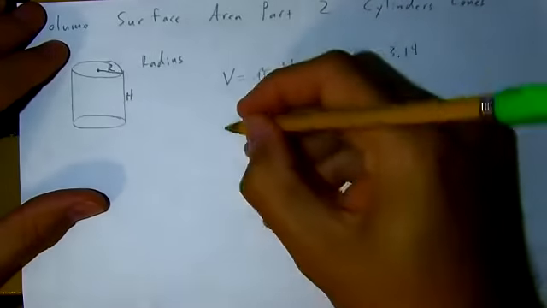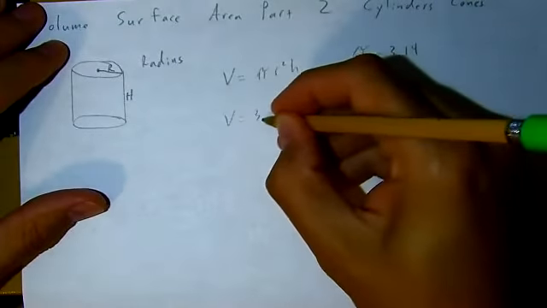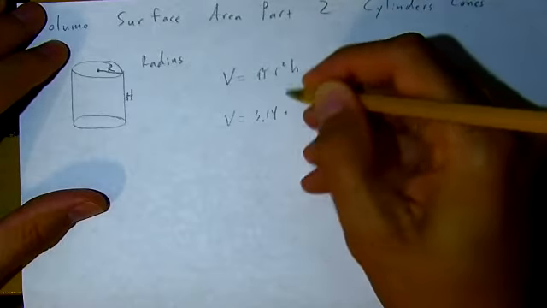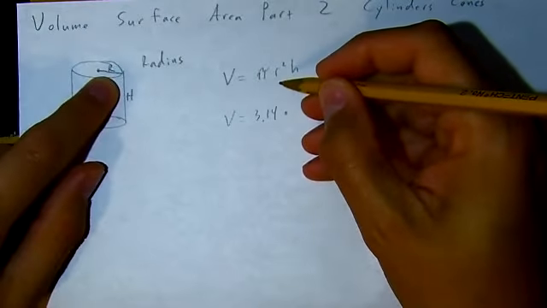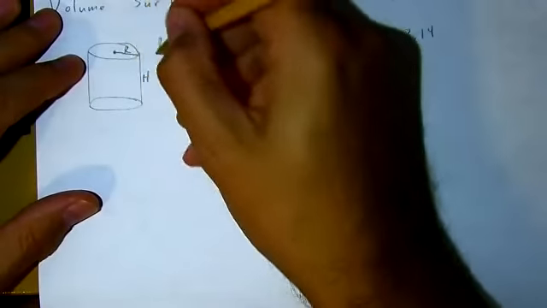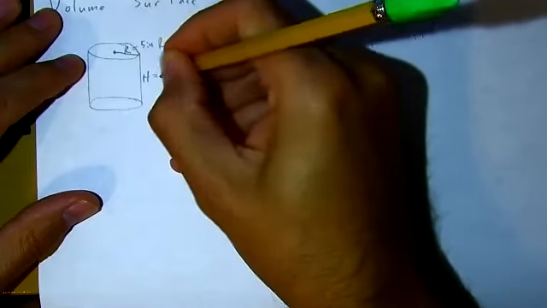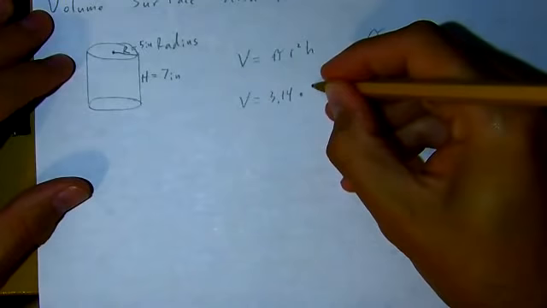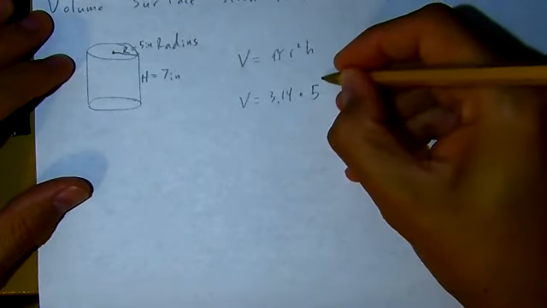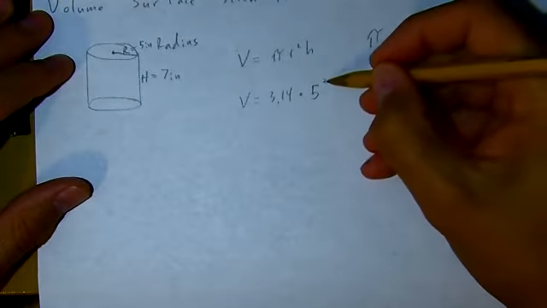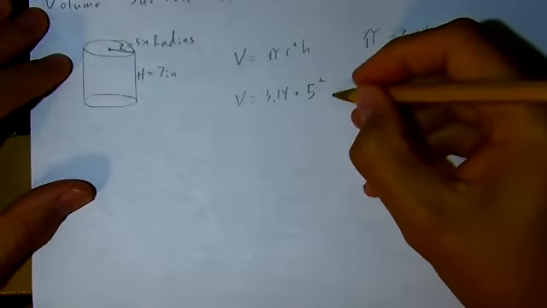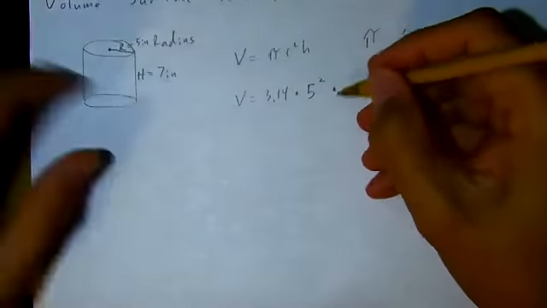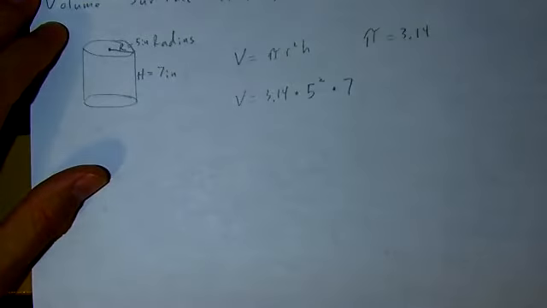So the volume is pi, which is 3.14, times the radius, which is up here. I guess I should give that a measurement. We'll say it's 5 inches. We'll say our height is 7 inches. So 5 squared. Don't forget that squared. I see a lot of people forget that, and it's automatically wrong if you don't have that. Times 7. That's it. You just have to punch that in the calculator.